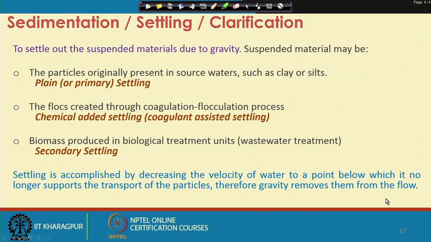This is in fact valid for all sedimentation. Even in secondary sedimentation a phase separation takes place, but why we call it primary or secondary depends on the intent, or the basic objective, of what exactly we want to remove.